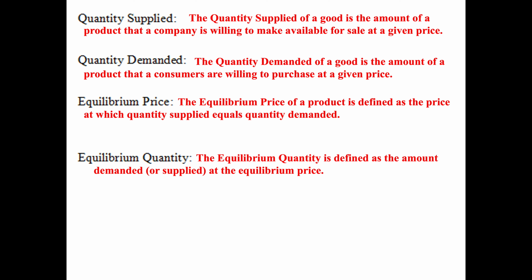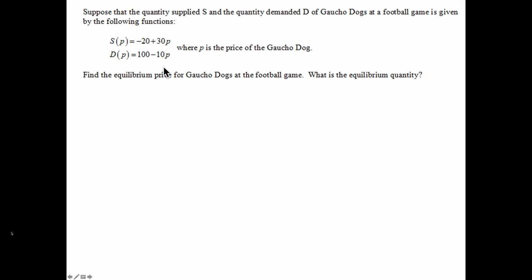So let's look at an example. Let's suppose that the quantity supplied, capital S, and the quantity demanded, D, of gaucho dogs at a football game is given by the following function. S of P is equal to negative 20 plus 30P. D of P is equal to 100 minus 10P, where P is the price of our gaucho dog. Find the equilibrium price for the gaucho dogs at the football game. What is the equilibrium quantity?